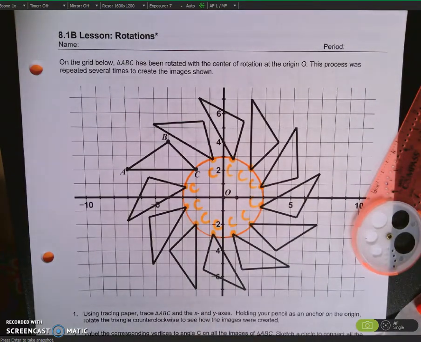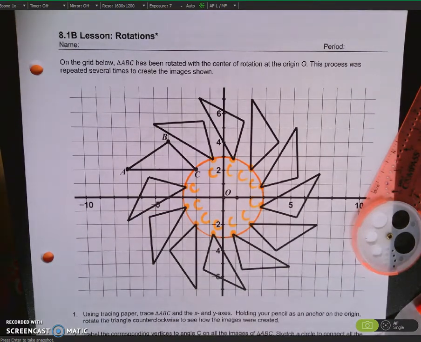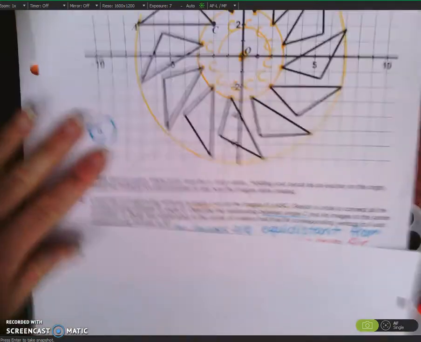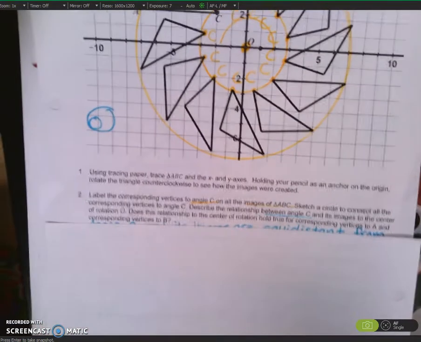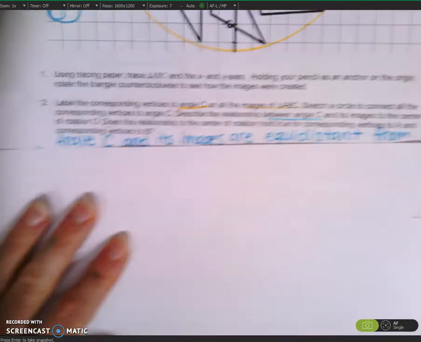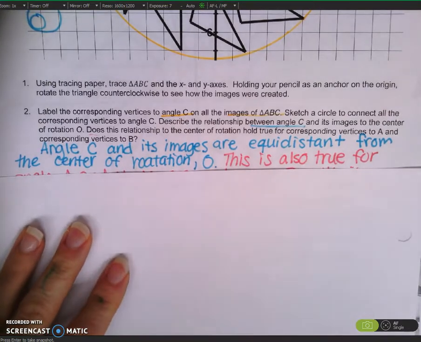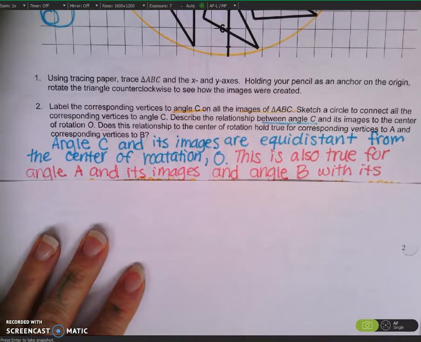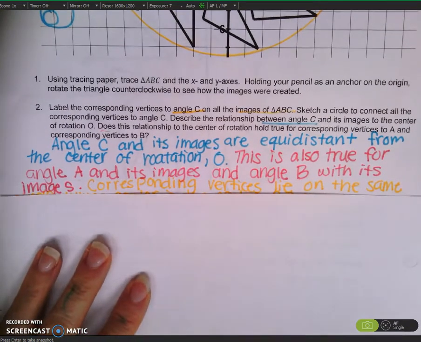Did you say they're equidistant? Well, that's right. Does this relationship to the center of rotation hold true for the corresponding vertices A and its images and B and its images? You're right again, it will. So if I take a look, angle C and its images are equidistant from the center of rotation O. This is also true for angle A and its images and angle B with its images.